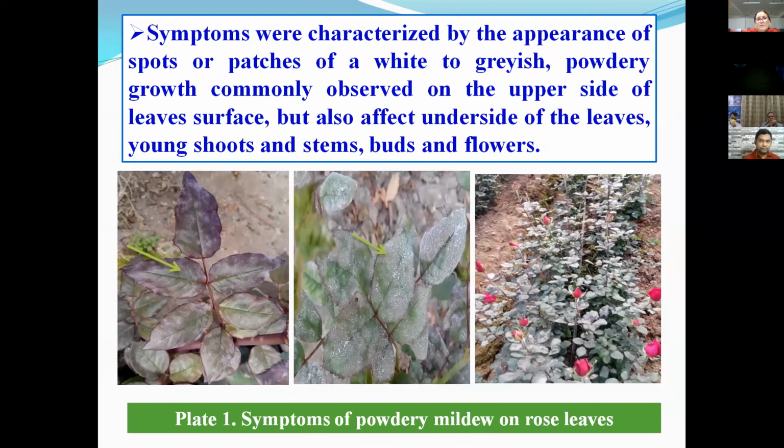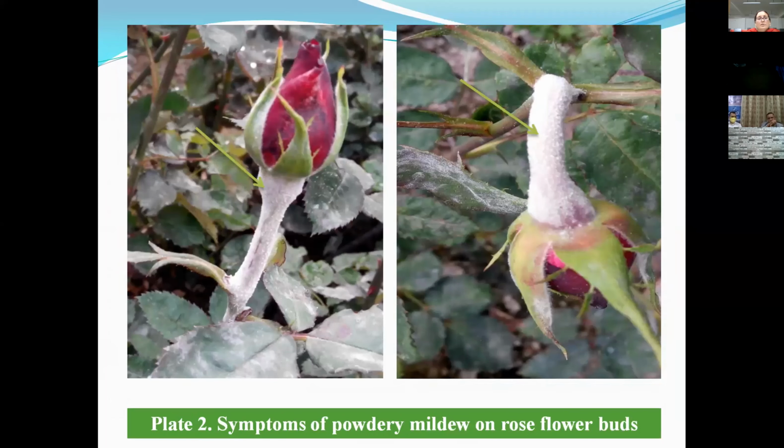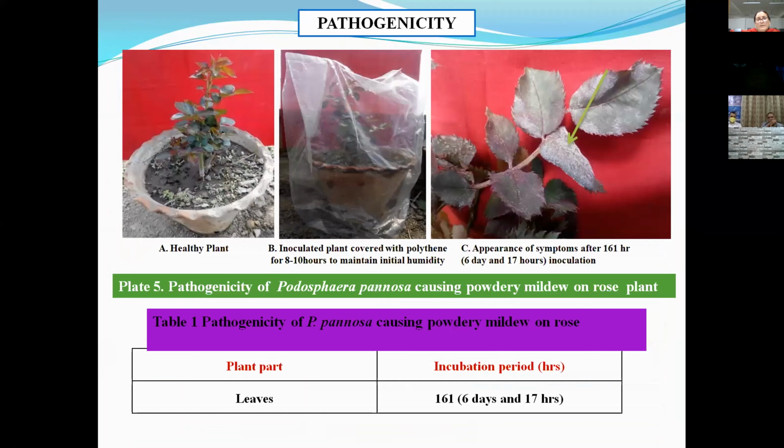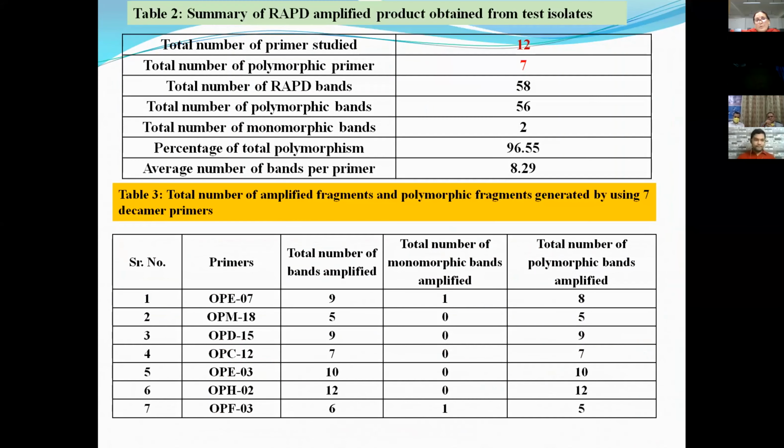The symptoms of the disease are very prevalent on almost all the plant parts, right from the leaves, flowers, buds, and thorns; everything is infected by the white powdery growth of the pathogen, which is actually the conidia. And when we studied pathogenicity, we saw that within 7 days the disease is prominent.